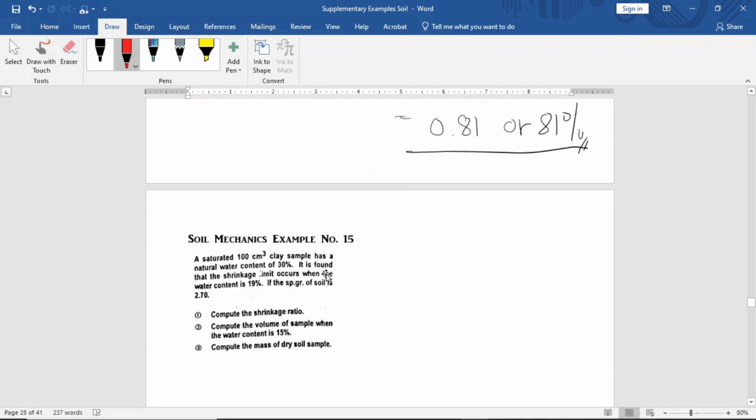Example number 15. A saturated 100 cc clay sample has a natural water content of 30%. It is found that the shrinkage limit occurs when the water content is 19%. If the specific gravity of the soil is 2.7, compute the shrinkage ratio.